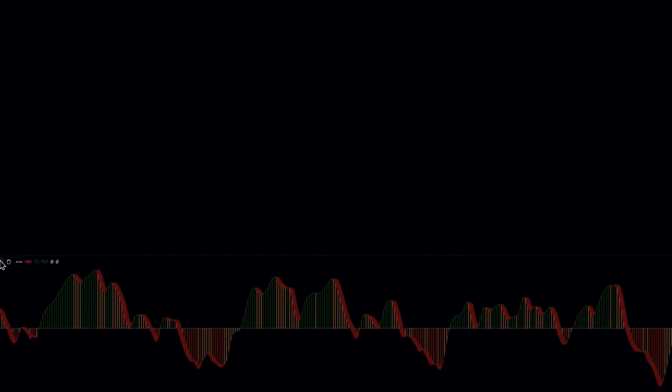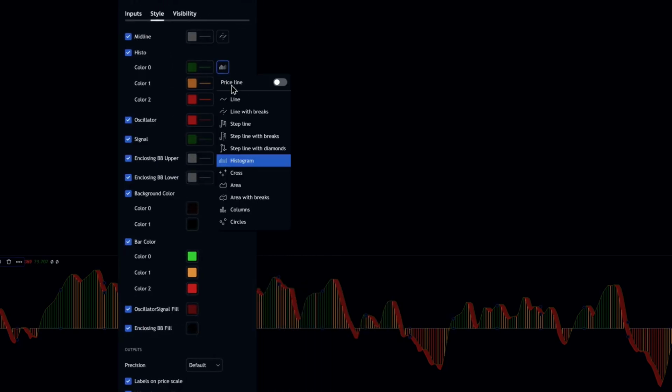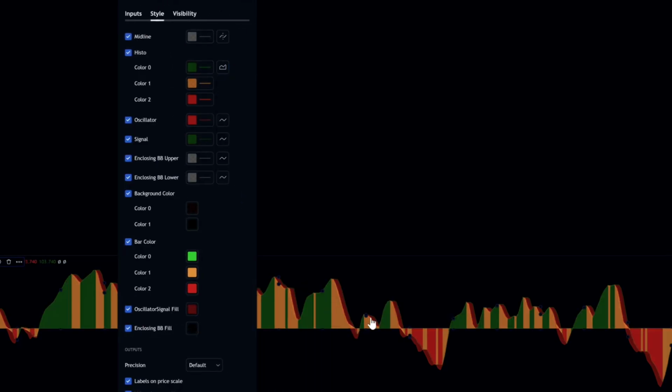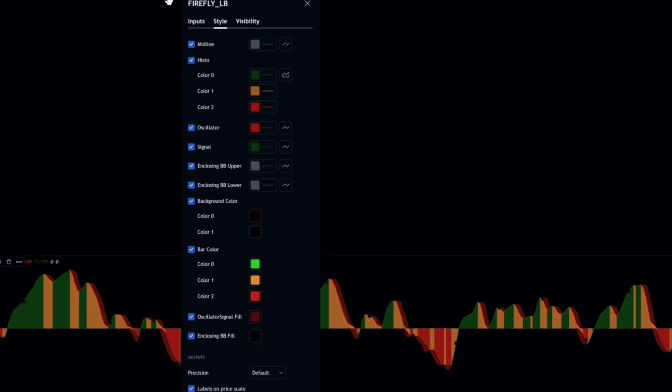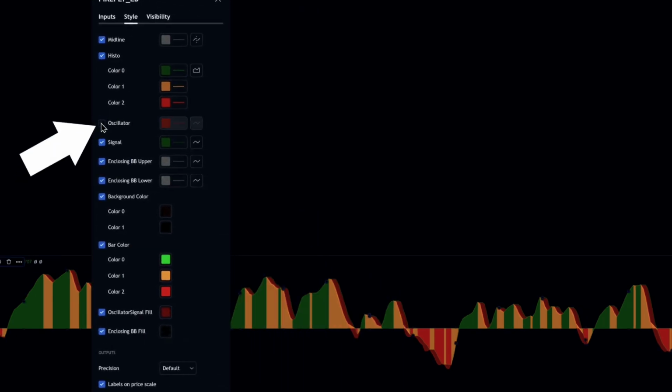To visualize this histogram even better, I like to change the display style to area. Next, we have an oscillator and a signal line. As you can see, whenever I toggle this on and off, you can see what they represent. For our strategy, we're not going to be using these two lines, so we're going to deselect these two options.